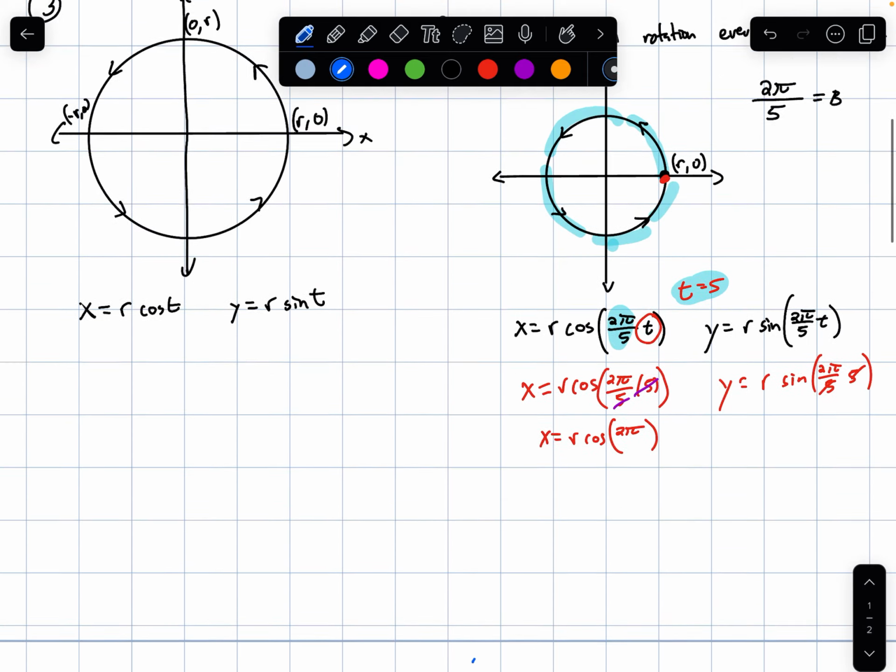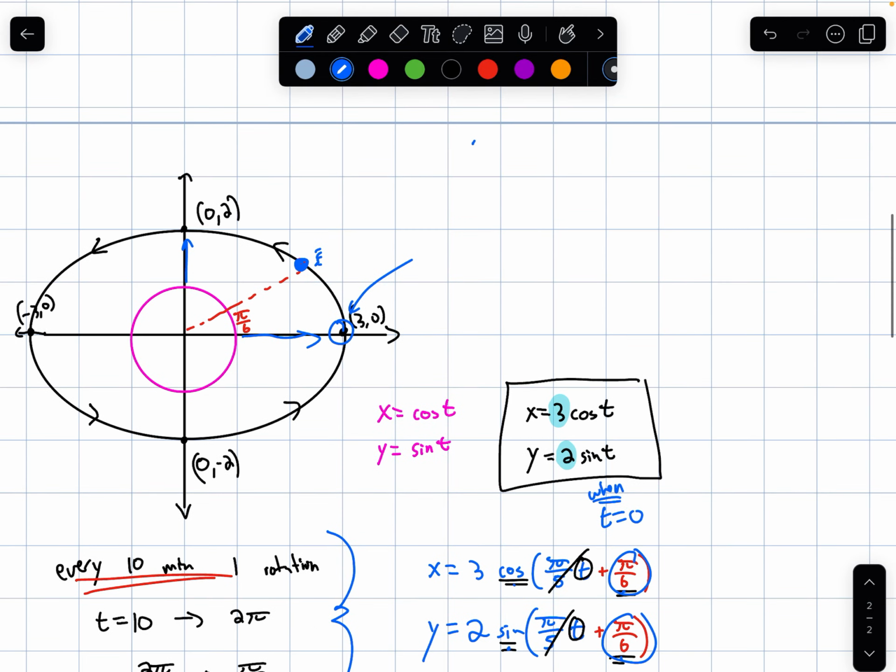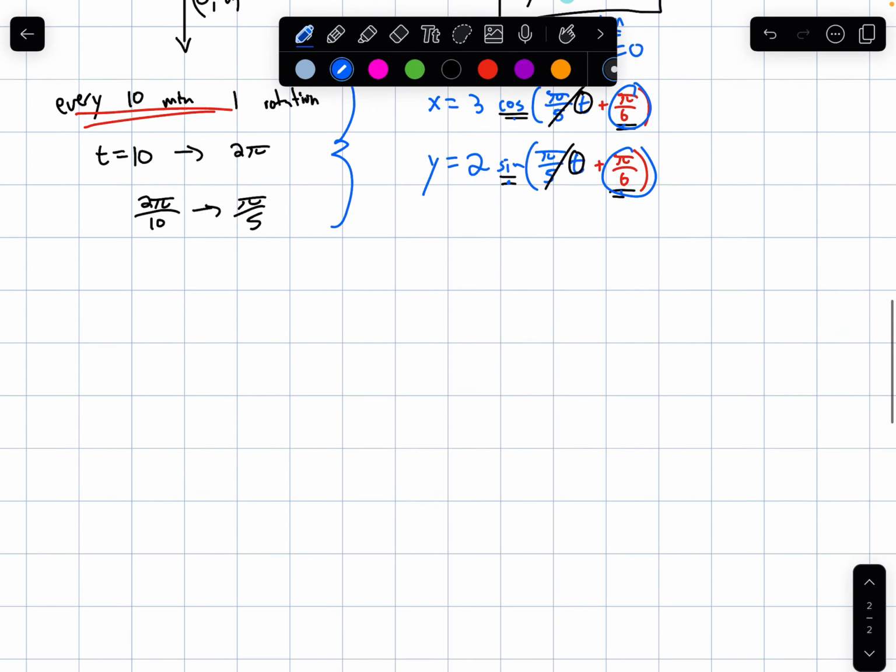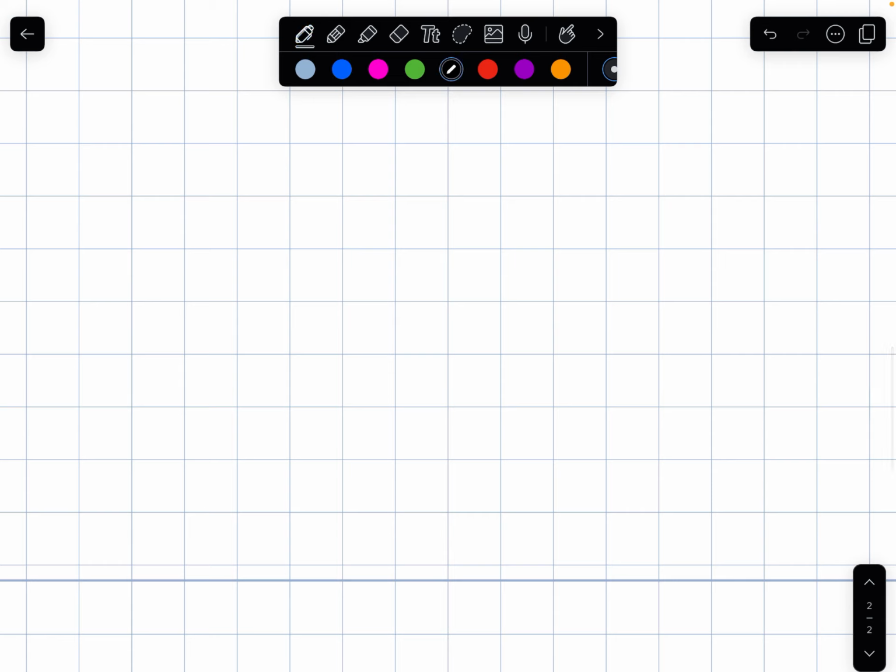All right, what was that? Case number 5, I guess? This was 5. Case 6 we're going to look at is what if our rotation is not on the origin or centered at the origin?